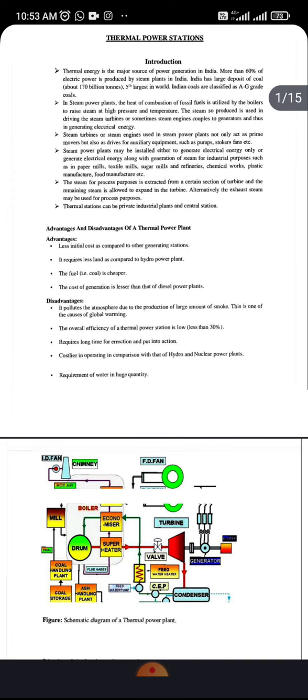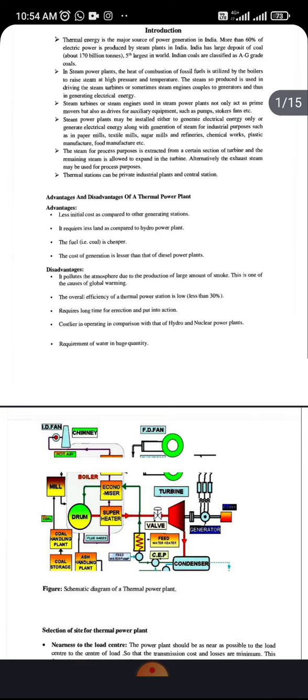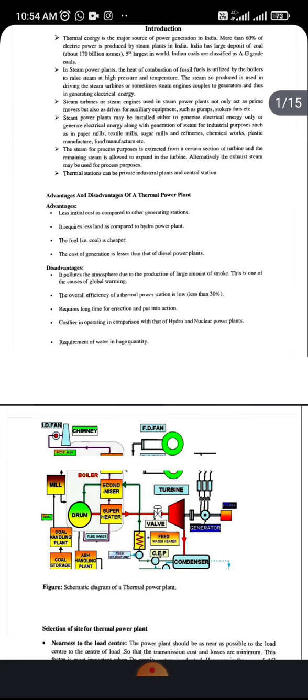So what are the advantages of a steam power plant? It requires less land and less initial cost as compared to other power plants like hydro power plants. Fuel is cheaper. As we know, coal is cheaper than other fossil fuels, and it is easily available. The cost of generation is lower than other diesel power plants.